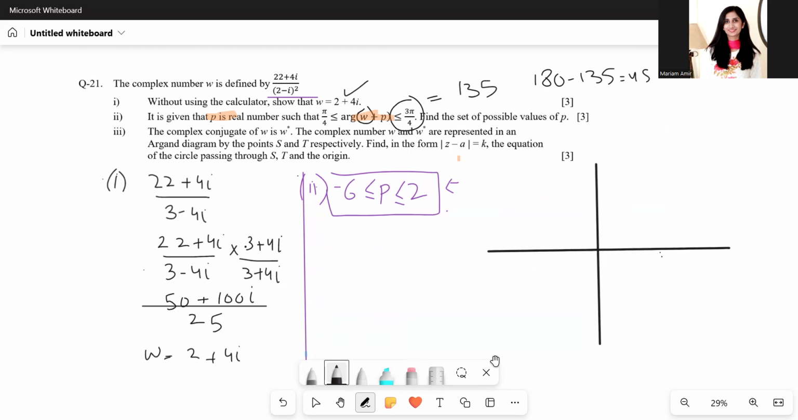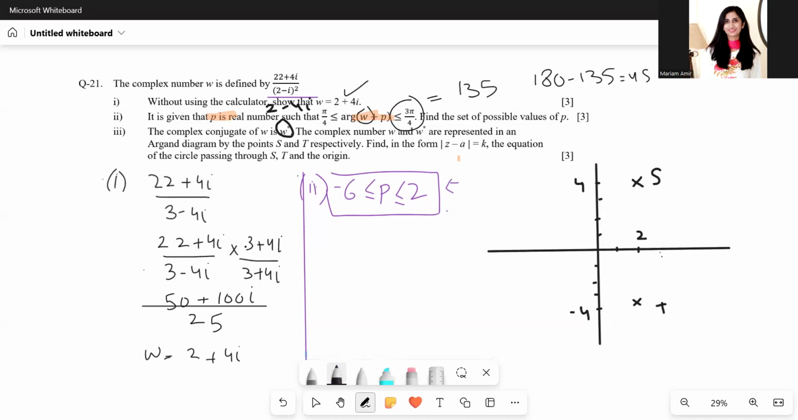All right. So the first point is w, which is 2 plus 4i. So 1, 2, 1, 2, 3, 4. Somewhere over here, this would be S. And then its conjugate would be 2 minus 4i. So that's going to be here, 1, 2, I need to be careful about the scaling. 1, 2, 3, 4. Roughly over here, this is going to be T. This is 2, this is 4, this is -4.